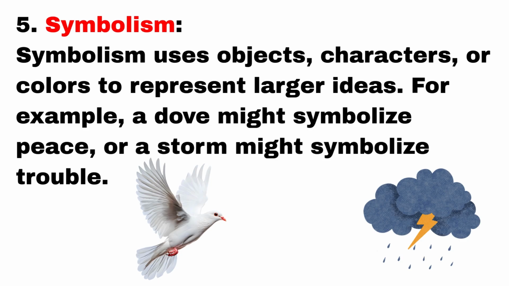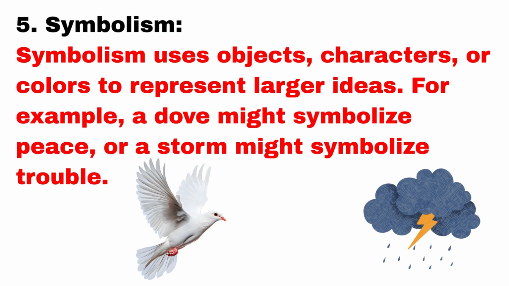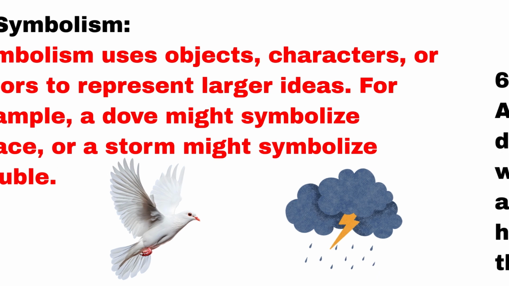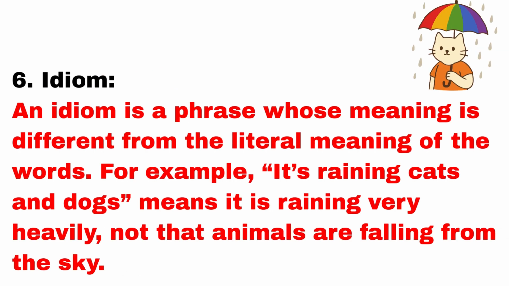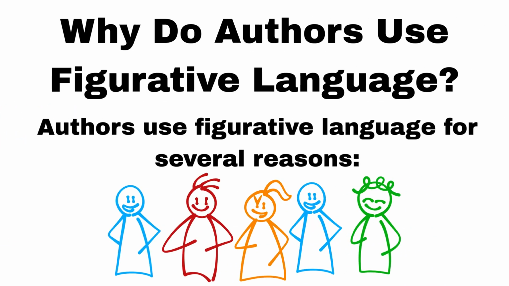Symbolism. Symbolism uses objects, characters, or colors to represent larger ideas. For example, a dove might symbolize peace, or a storm might symbolize trouble. Idiom. An idiom is a phrase whose meaning is different from the literal meaning of the words. For example, "It's raining cats and dogs" means it is raining very heavily, not that animals are falling from the sky.